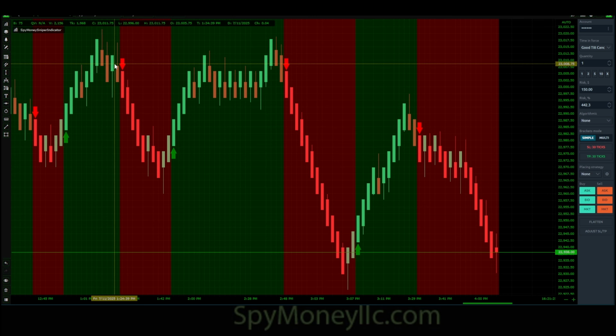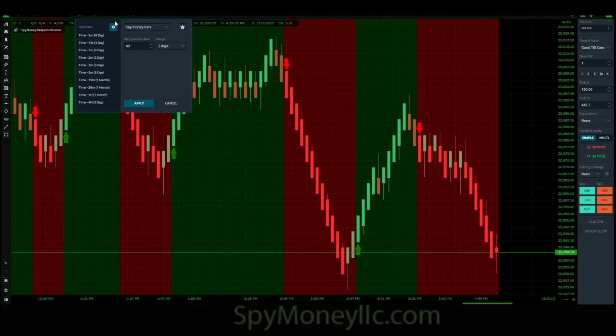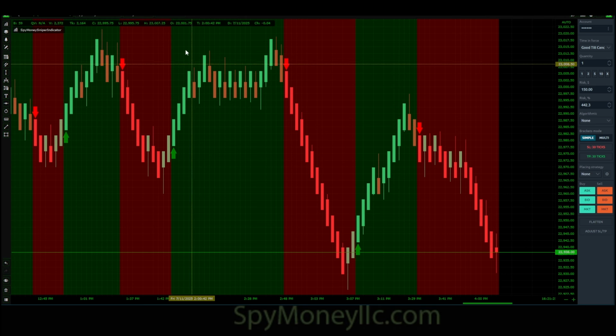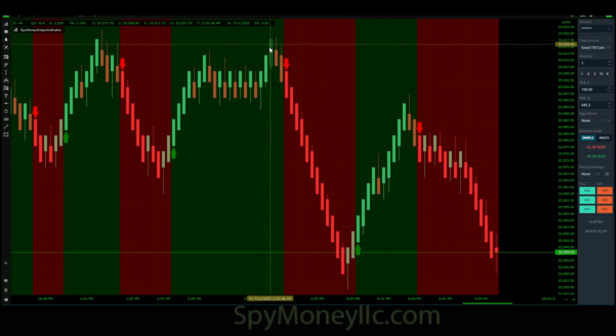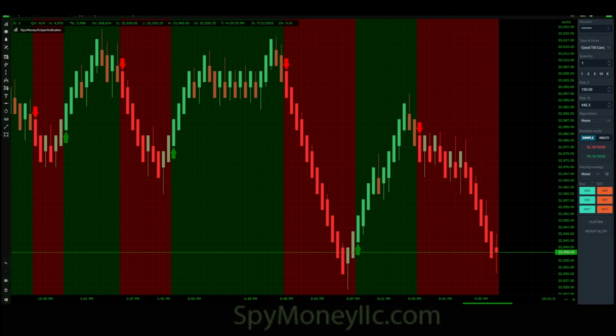Very simple to use. Your time frames are right here. There's a little drop down that you can pick whatever you want and change it. You can change your candles. Of course, on SPY money bars you can't, but you can change the candles how you want them, if you want a line or whatever. So you can do basically what you do on TradingView here. Very simple. Let me show you this here.